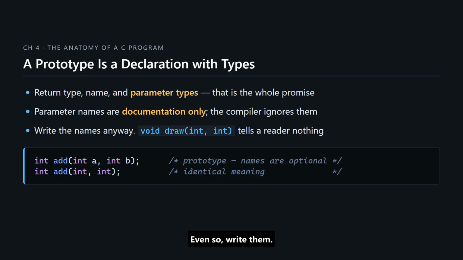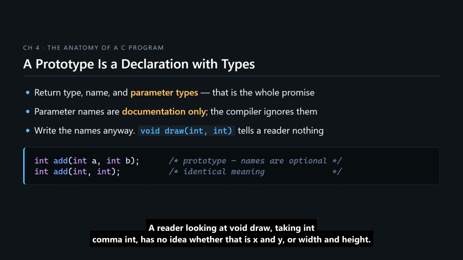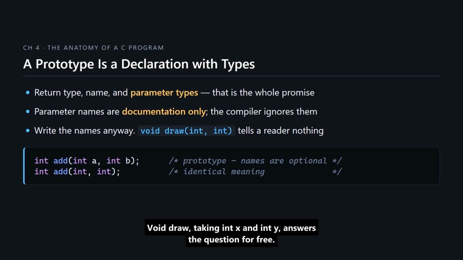Even so, write them. A reader looking at void draw(int, int) has no idea whether that is x and y, or width and height. void draw(int x, int y) answers the question for free.